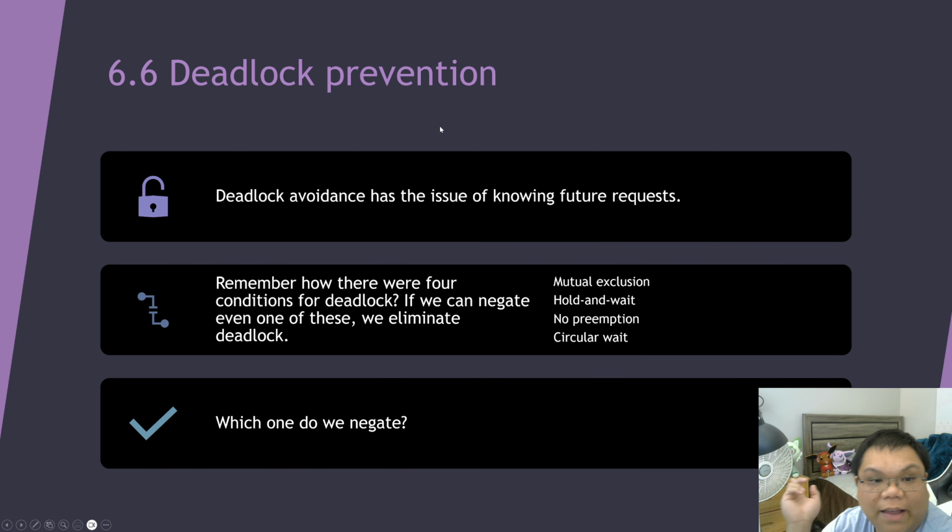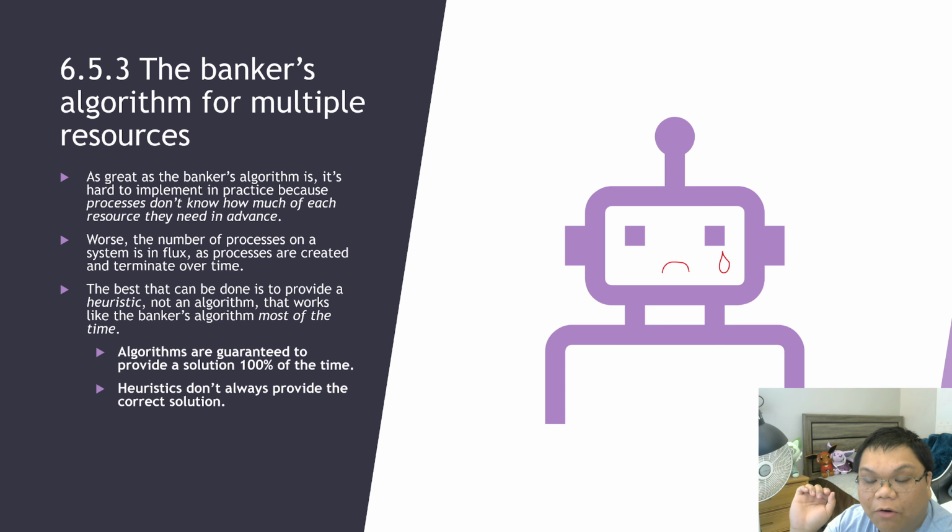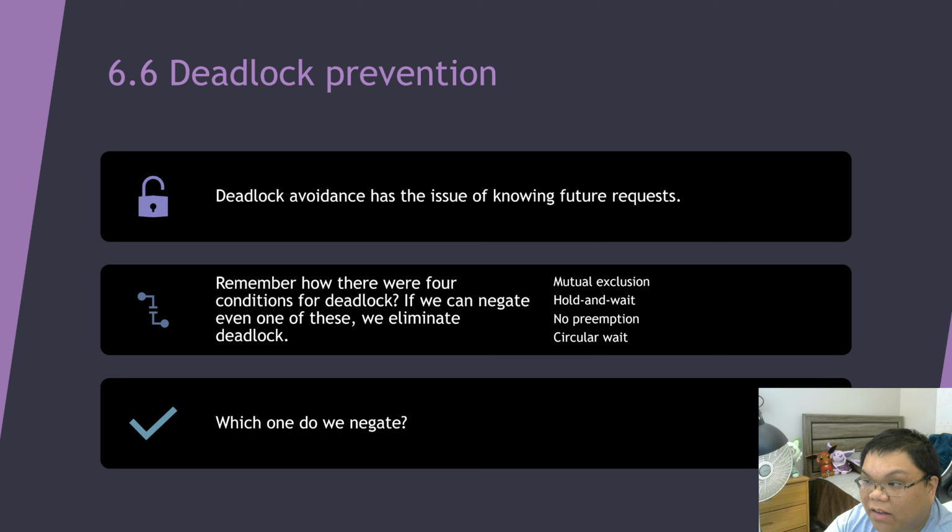Okay, so deadlock avoidance has the problem of we need to look into the future to know how much of each resource each process is going to ask for. We need a crystal ball for that, which only exists in thought experiments and simulations. Deadlock avoidance has the issue of knowing future requests.